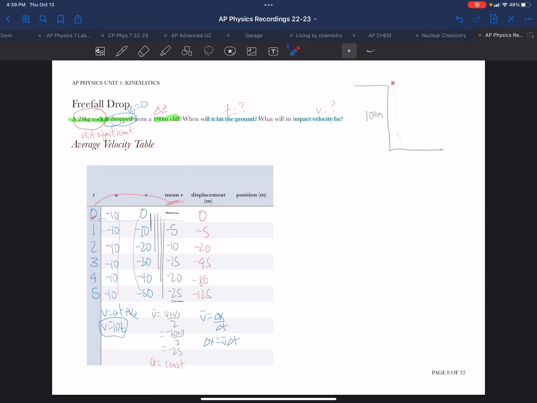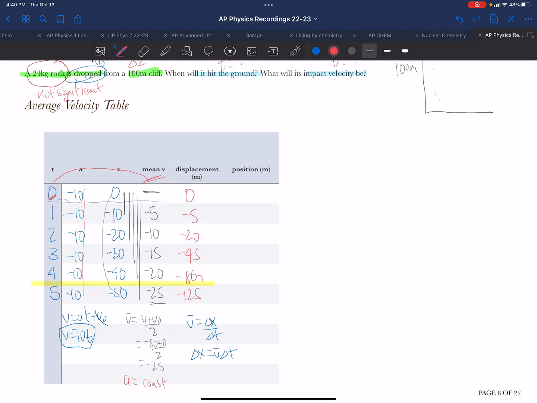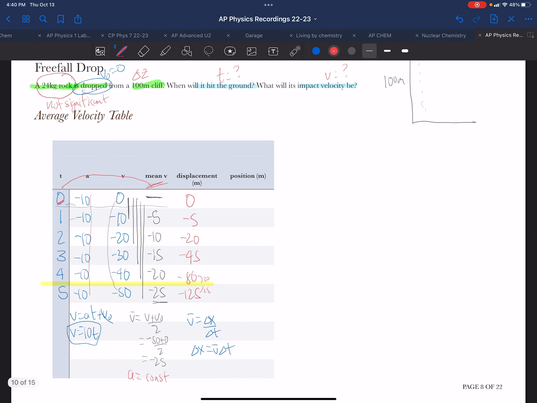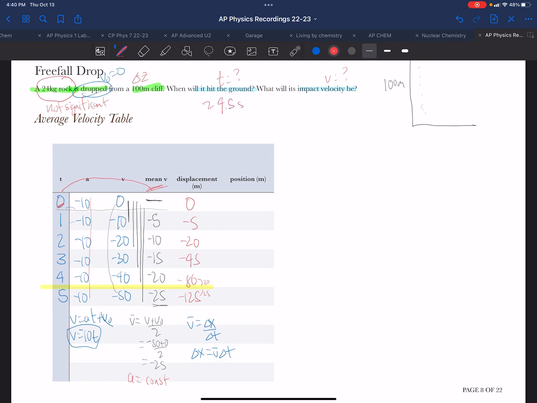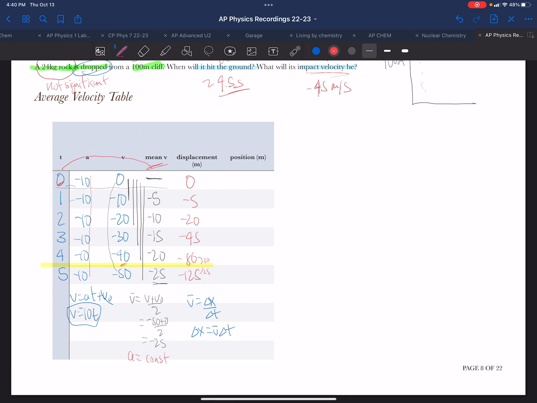Now, here's what's interesting. We wanted to find out when this rock would hit the ground, and when it hits the ground, it will have a displacement of -100. A displacement of -100 falls in here. And so a displacement of -100 falls in there. And if we look at that more closely, well, it's about 20 to 125. It's about midway. So about midway between 4 and 5, we're going to estimate it to be about 4.5 seconds. What will the impact velocity be? Well, the velocity at that time will be about halfway as well, and it'll be about -45 meters per second. So notice, using this table, we can answer a lot of questions.